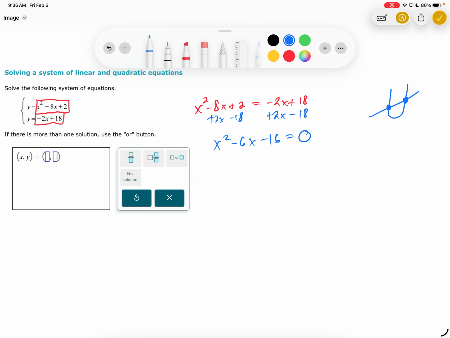And then you go through your factoring steps. You check for a greatest common factor. We are looking at here what multiplies to be negative 16 and adds up to be negative 6. That'd be negative 8 and positive 2.